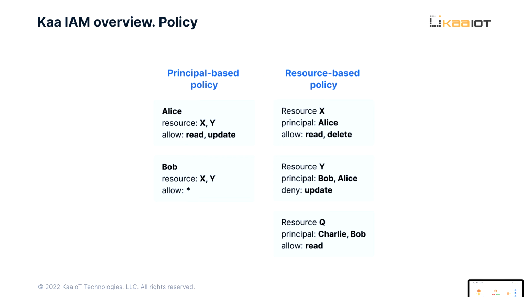Bob can perform all operations on resource X, can perform all except update operations on resource Y, and can read resource Q. Charlie, on the other hand, can read resource Q and has no access to either resource X or resource Y. Well, we saw from the above example allow and deny verbs in policy definitions. Now let's overview the role they play in the policy evaluation phase.